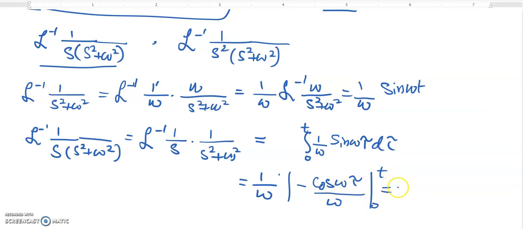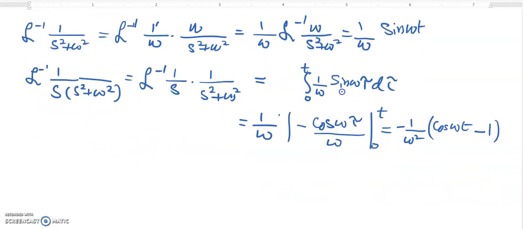So this will be minus 1 over omega square, cosine omega tau, and then tau will be replaced by t. So cosine omega t, and then cosine 0 is 1. So we will get 1 minus cosine omega t over omega square. So this will be the Laplace inverse of this, okay, 1 minus cosine omega t over omega square.